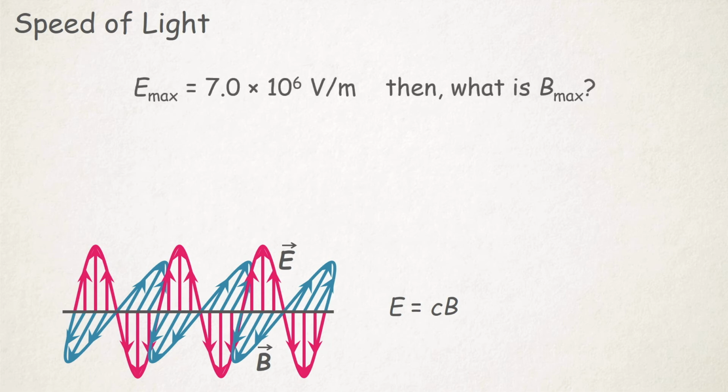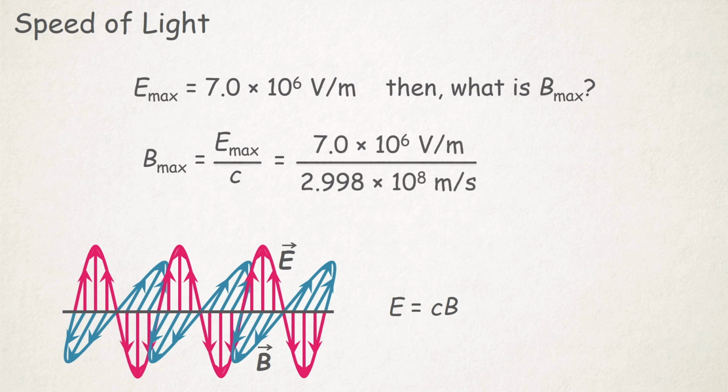For example, if an electromagnetic wave traveling in a vacuum has an electric field amplitude of 7 megavolts per meter, what's the amplitude of the magnetic field? Solve for Bmax, which is Emax over c, where c is the speed of light in a vacuum, and you get 23 millitesla.